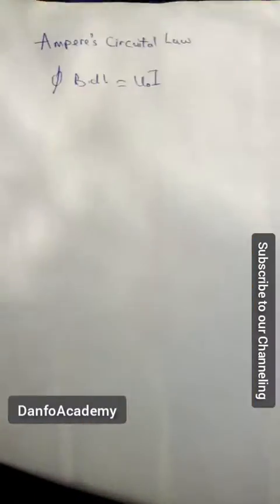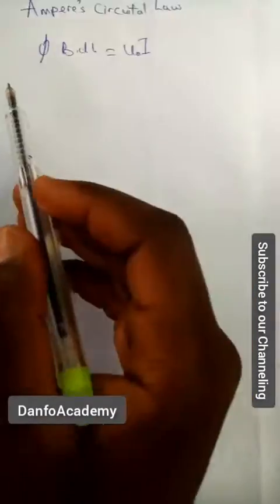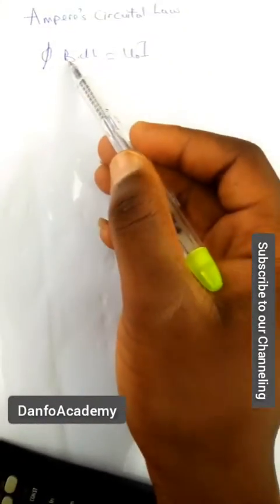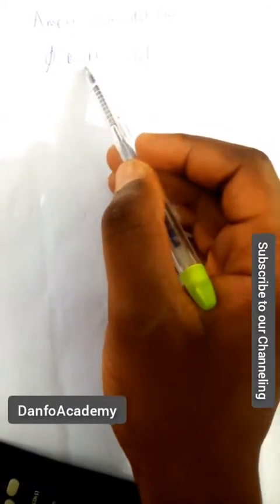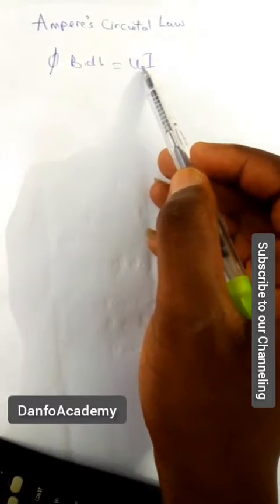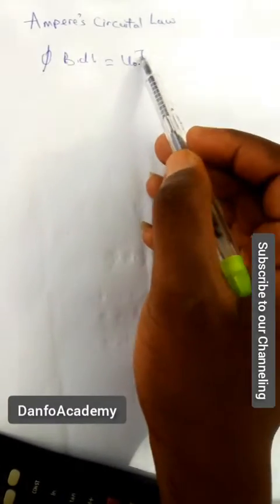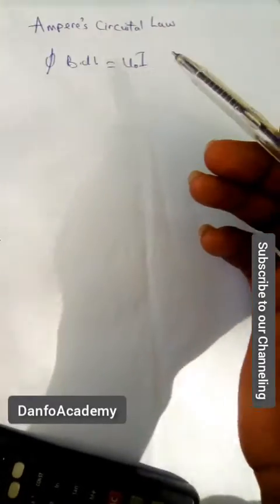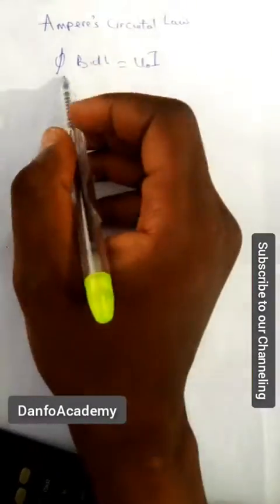Now, as you can see, this sign is the integral taken completely around the closed loop, while the B, as we all know, is the flux density, changing in L. The μ here is the permeability of free space, and we have the I, which is the total current enclosed by the loop. So now, this is the formula.